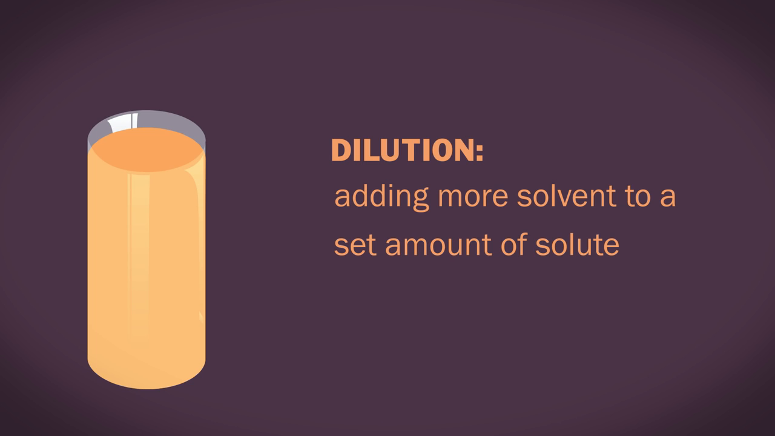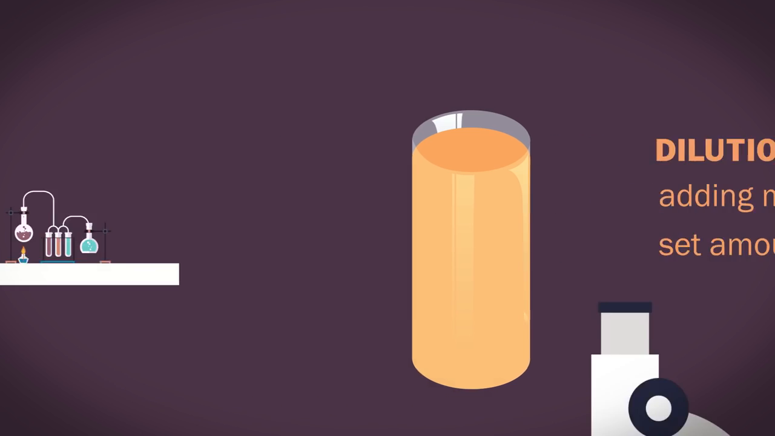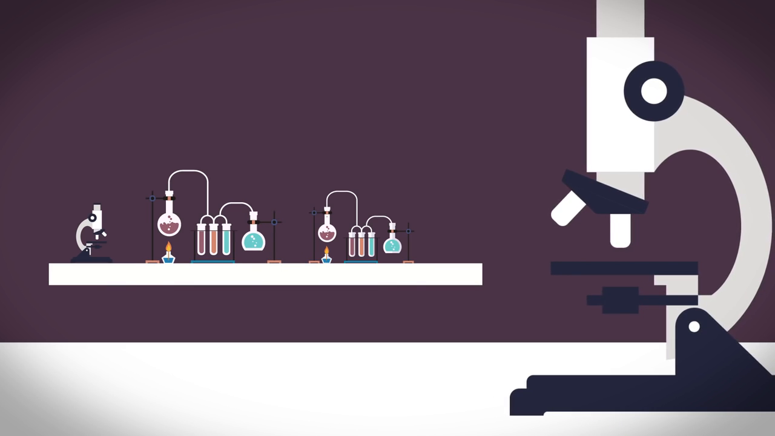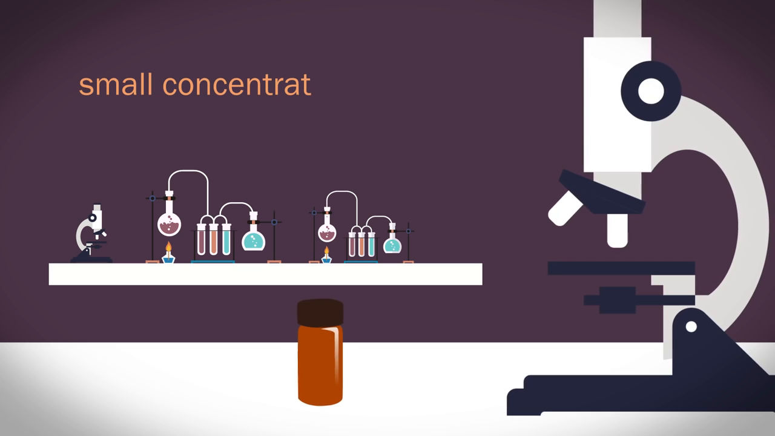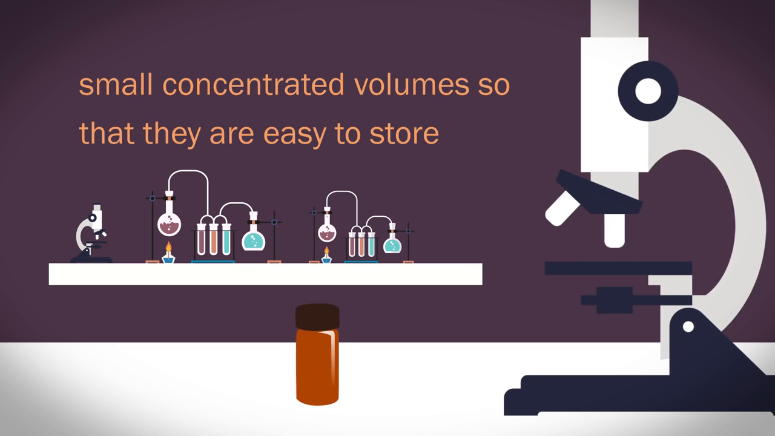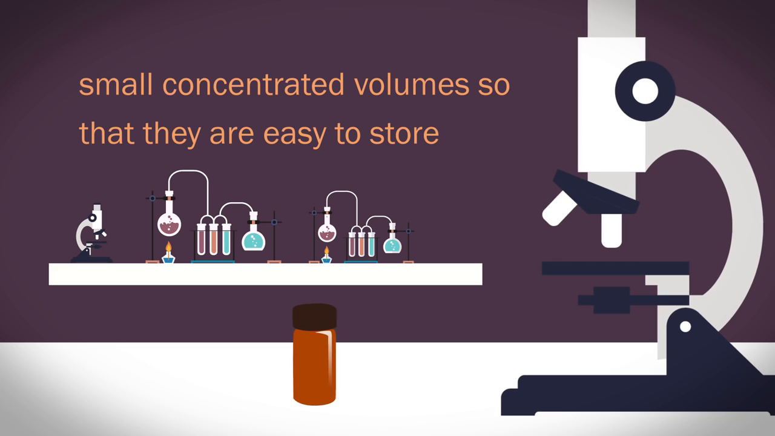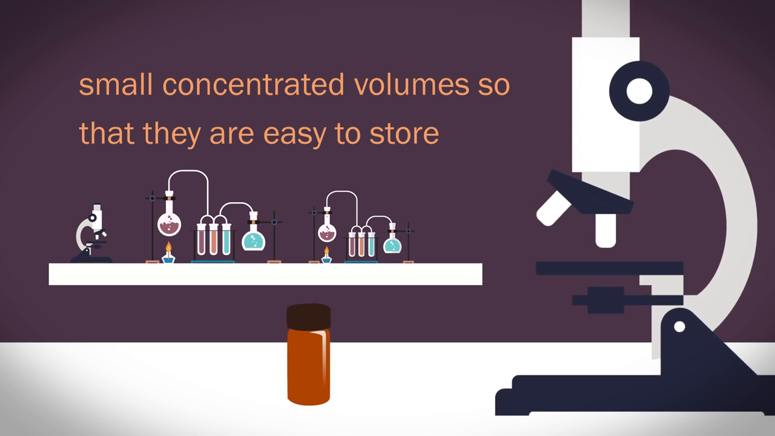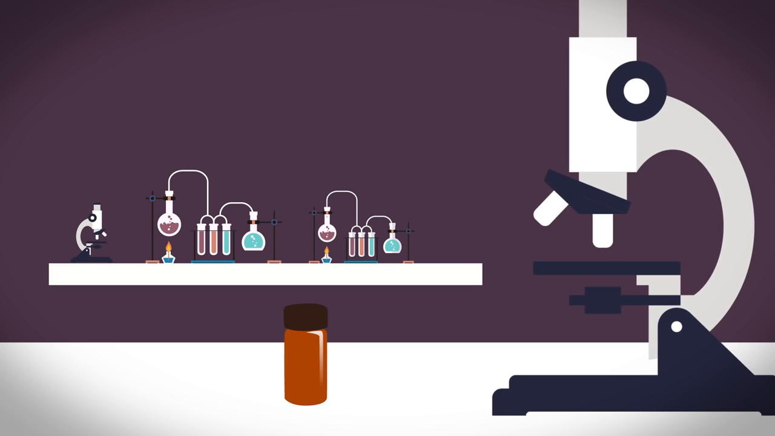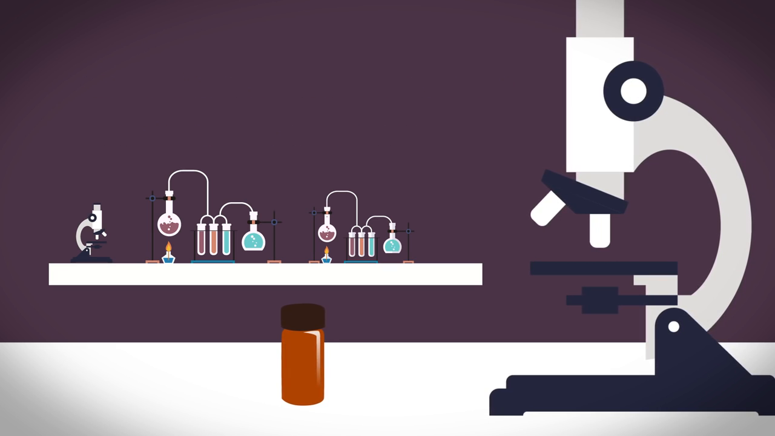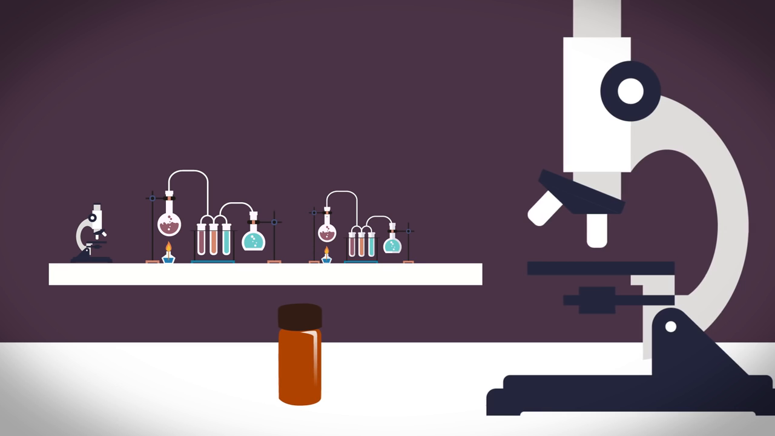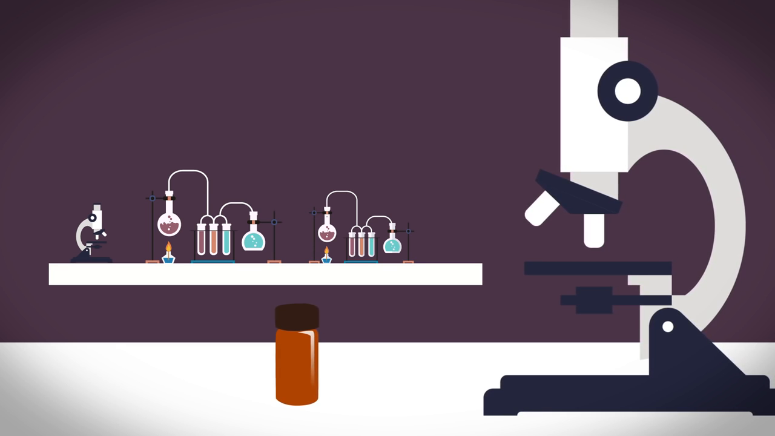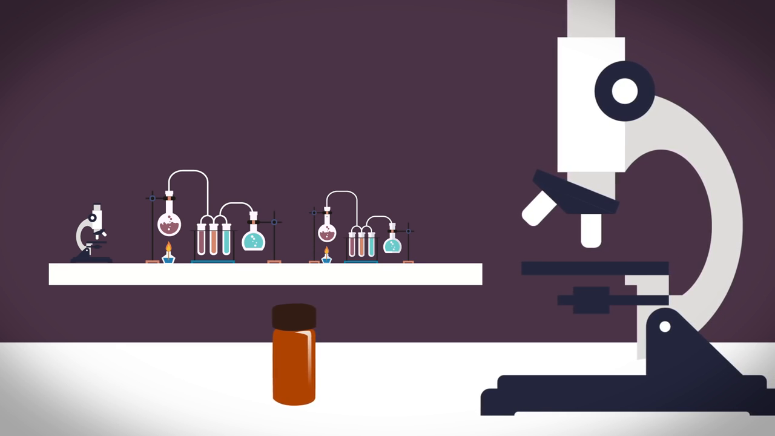So, why do we dilute things in chemistry? In laboratories, solutions usually come in small concentrated volumes so that they are easy to store. You then need to dilute them to a known lesser concentration to use them, such as for titrations. But dilutions are really important for many other things too, such as for doctors and in microbiology.